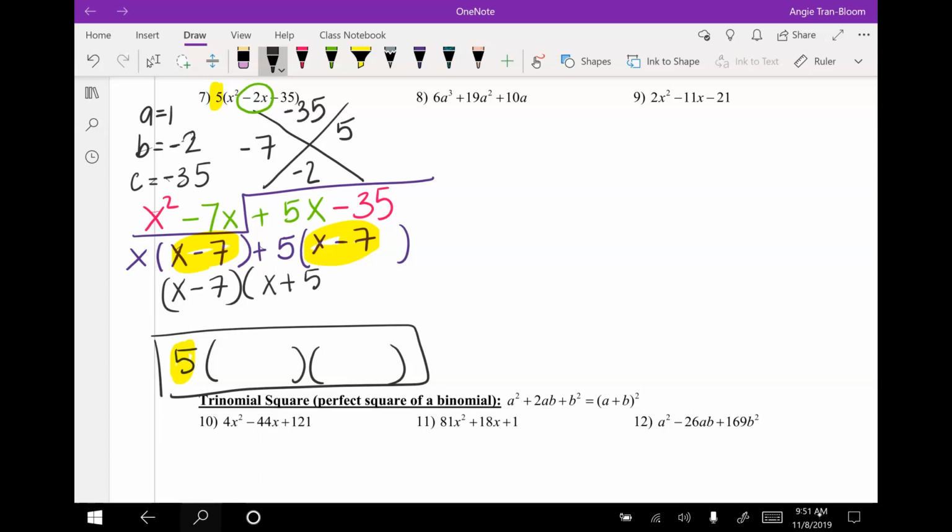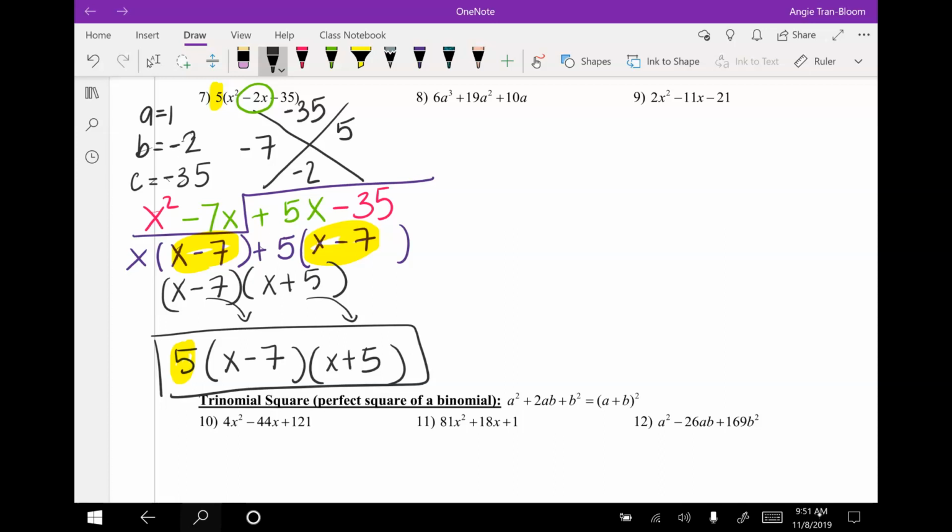X plus 5. Guess where those 2 things go? In your answer box. Okay. X minus 7 times x plus 5. Do we just get rid of the 5 altogether? The GCF at the very, very beginning? No, we carry it all the way through, okay? Any questions on, do you have to follow this method? No. If you have a way, a method that you love, continue with that method.